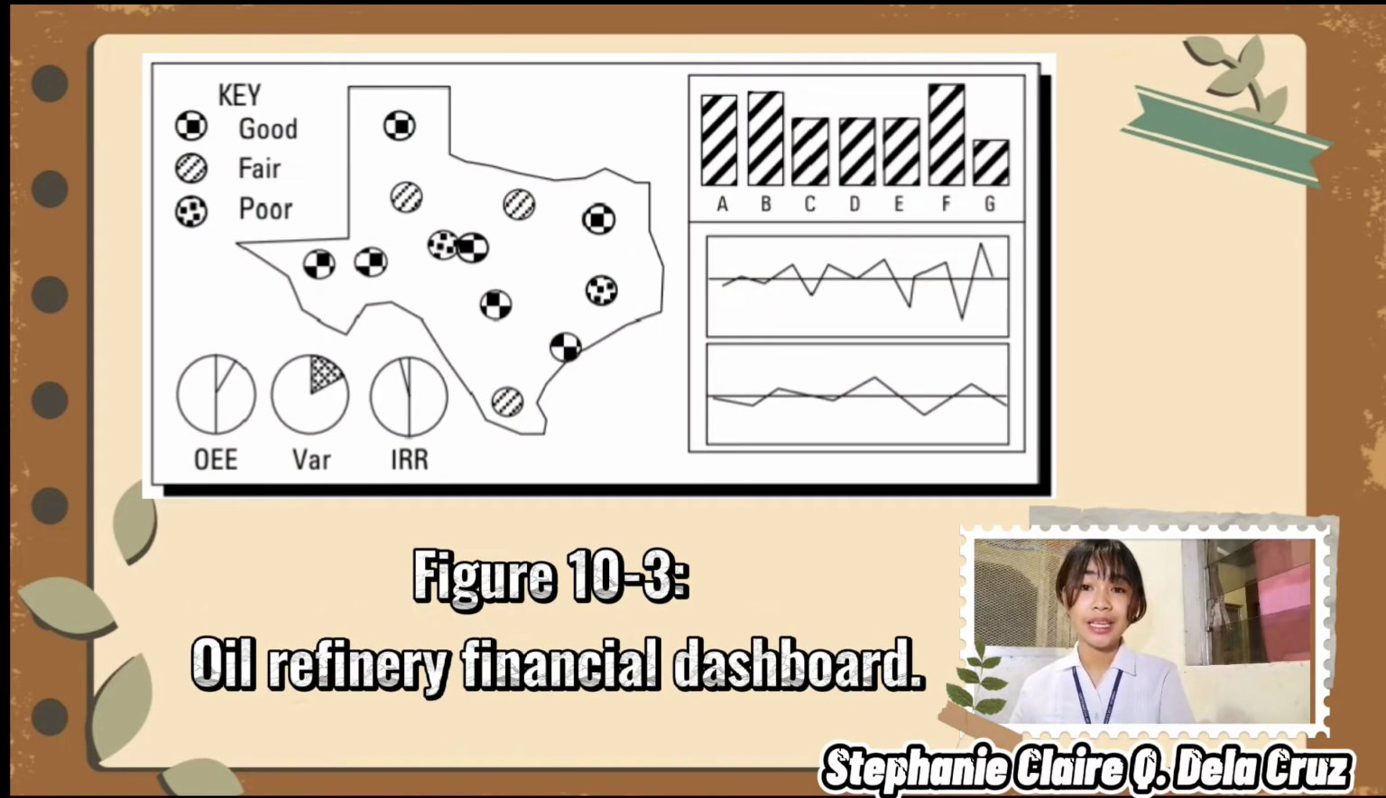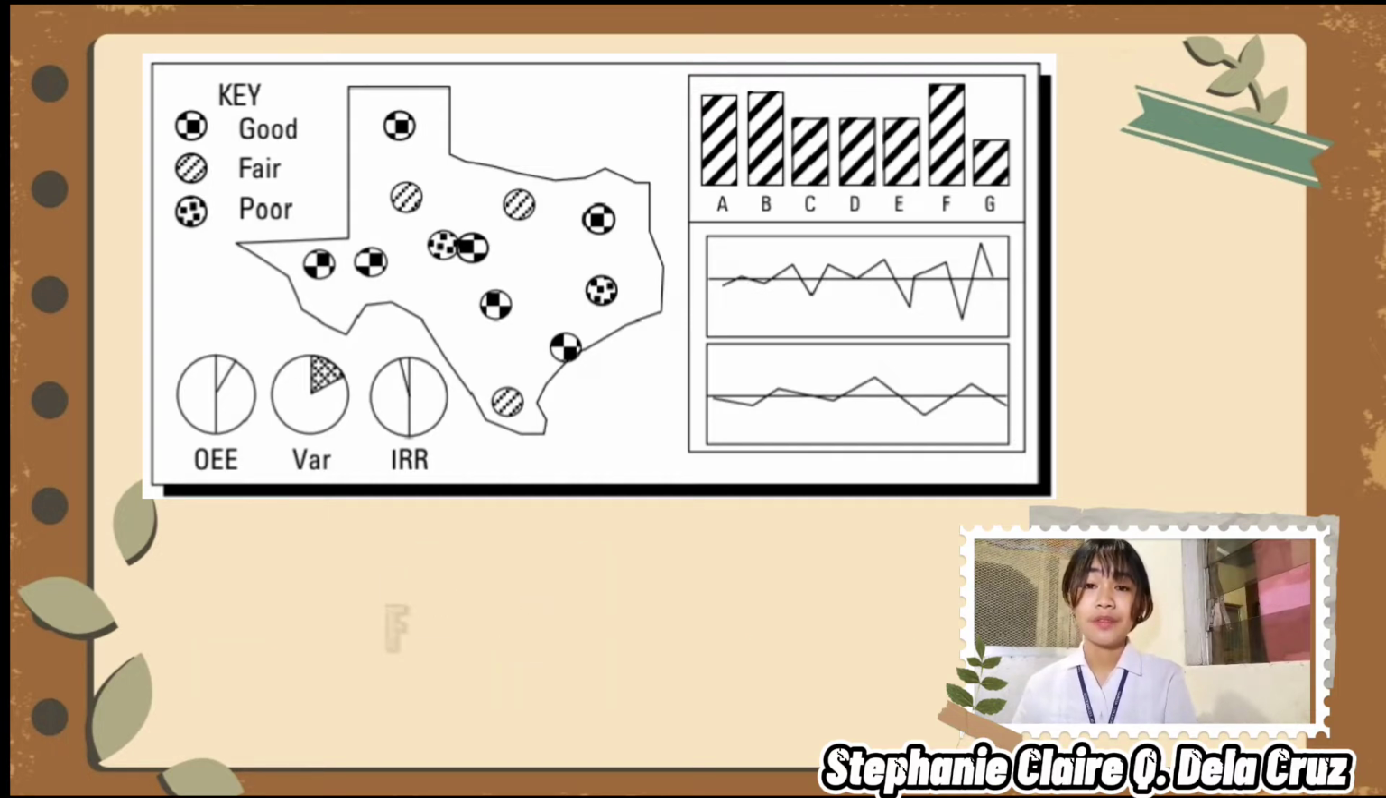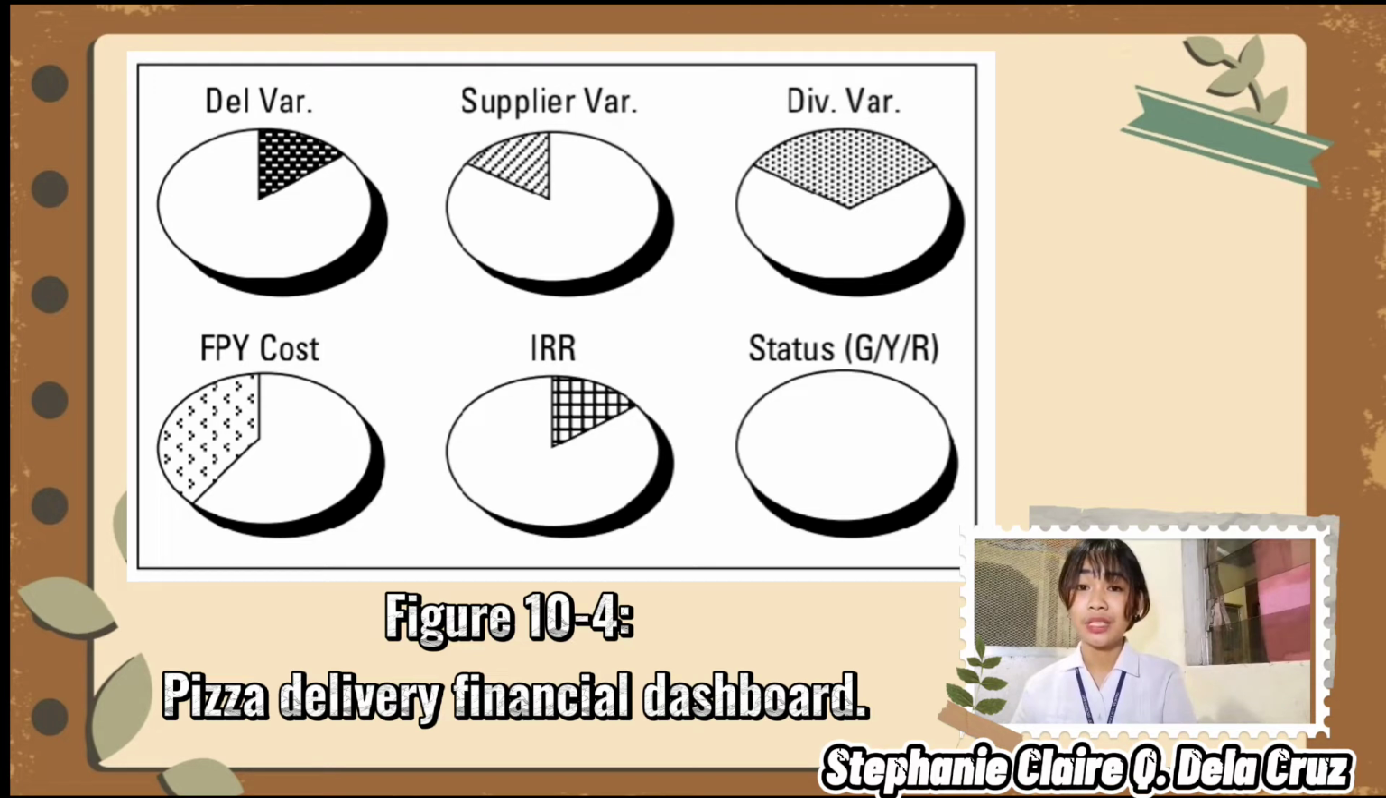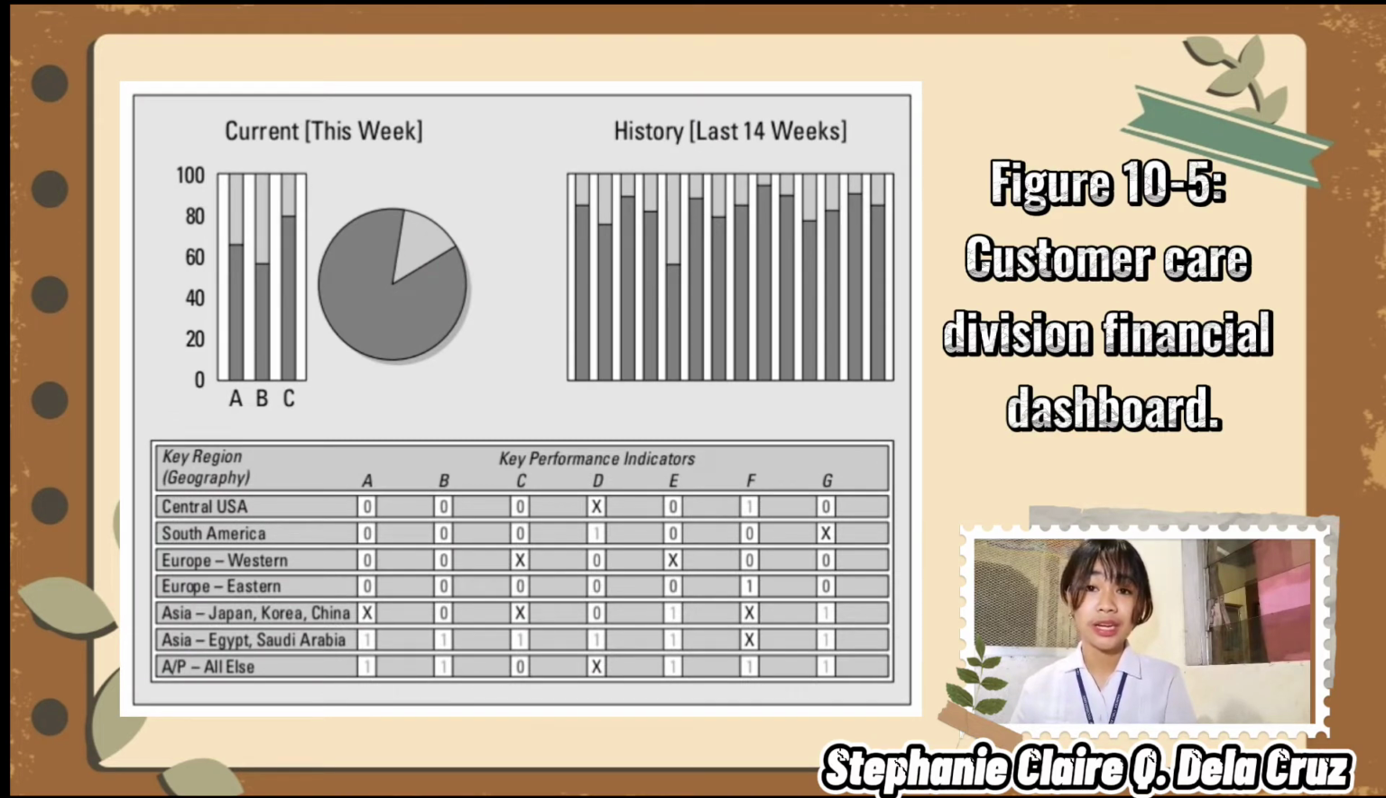It's a sophisticated software program-based financial dashboard for an oil refinery company. Next figure is figure 10-4. As you can see, it shows a simple financial dashboard that is used by pizza delivery vendors. This dashboard updates its data after each delivery to check their profitability. Another figure illustrates a customer care central financial dashboard. This dashboard also uses bar charts and color-coded indicators to help management instantly spot errors.